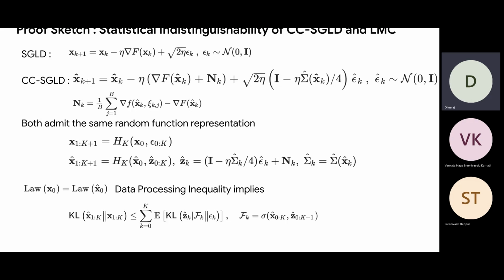So we just apply the data processing inequality. You have this function h_k applied on epsilon 0 to k, and function h_k applied on z hat 0 to k. So the KL between x hat and x is at most the KL between these driving noises, that is z hat and epsilon_k. Epsilon_k we know is Gaussian, so we want to bound the KL between z hat_k given F_k, that is conditioned on the past. What is the law of z_k and how close it is to Gaussian? So this is literally an entropic CLT in relative entropy, that is KL. Okay, we want to prove this entropic central limit theorem.